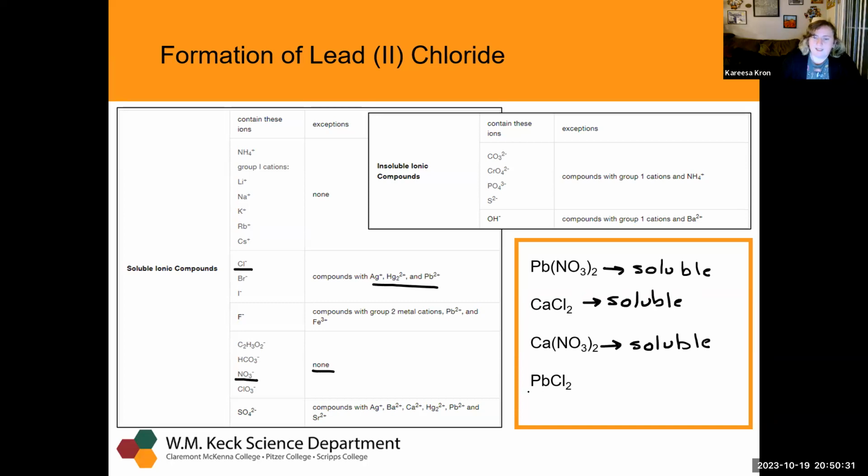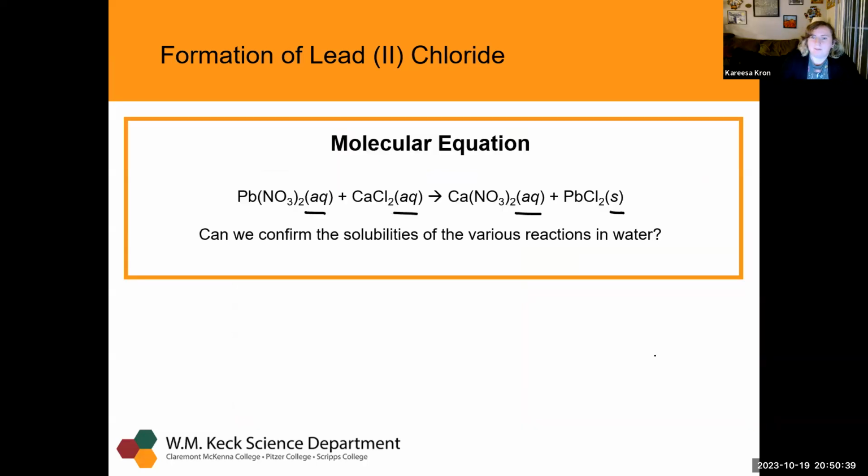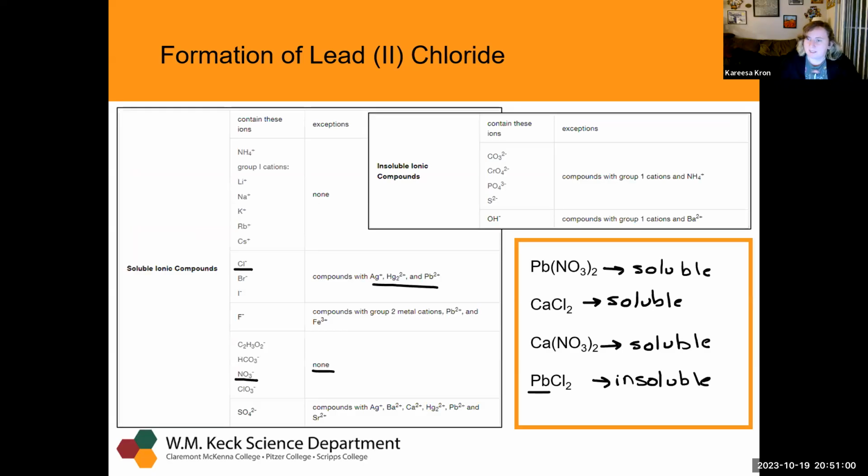However, since lead is one of the exceptions, lead chloride is insoluble, which is why when we looked at our precipitation reaction here, we can confirm that lead chloride is the solid precipitate that forms when you dissolve these compounds, and that the calcium nitrate would stay dissolved in the solution. So we know what the precipitate is using these solubilities.